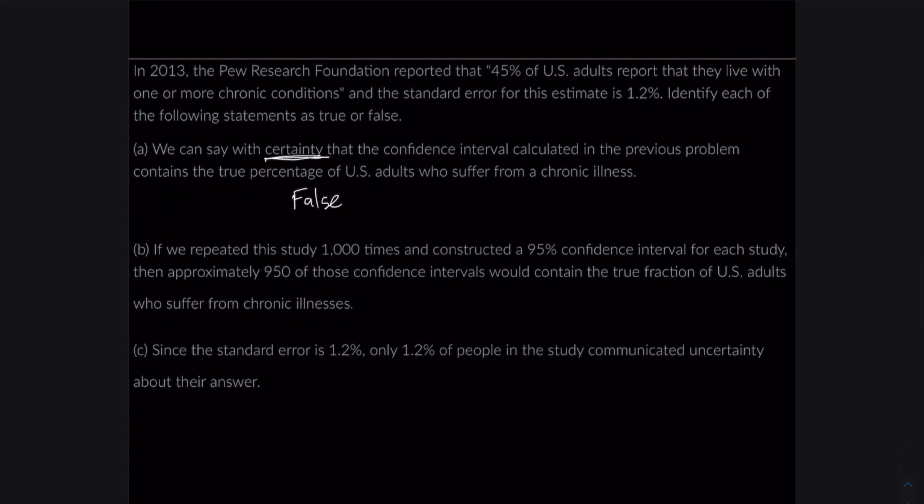If we repeated this study 1,000 times and constructed a 95% confidence interval for each study, then approximately 950 of those confidence intervals would contain the true fraction of U.S. adults who suffer from chronic illnesses. And yes, that is true because that's the point of a confidence interval, that if you did it 1,000 times, the expected value would be 0.95 times 1,000, so 0.95 times 1,000 equals 950. And that's basically what a confidence interval is.